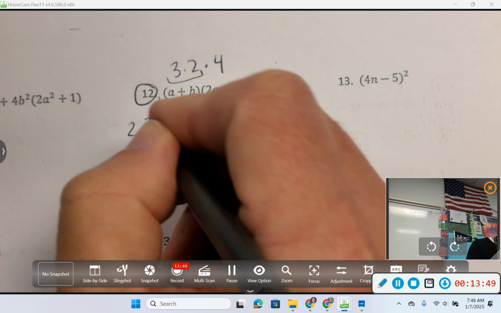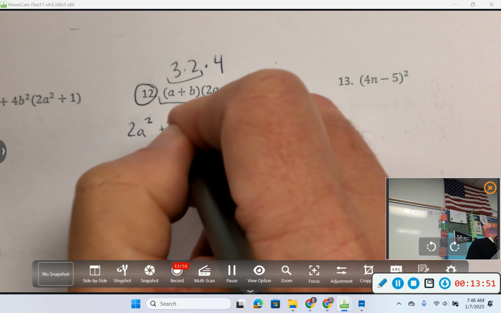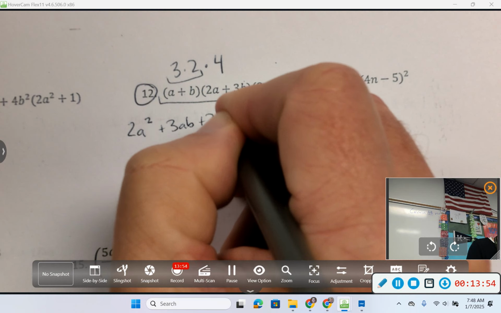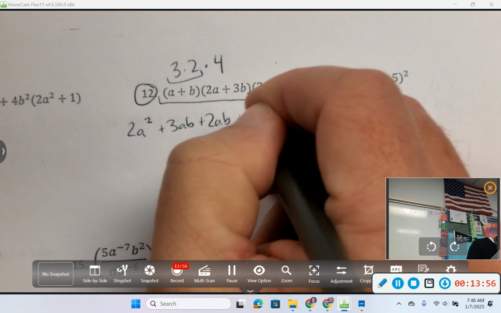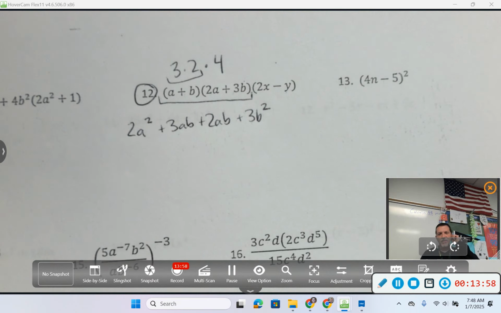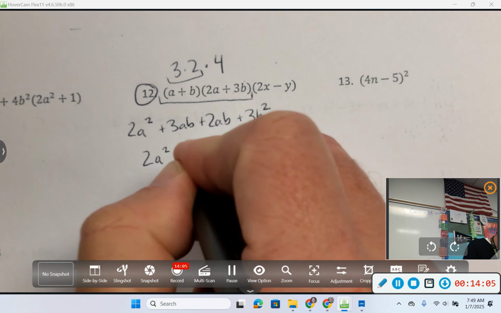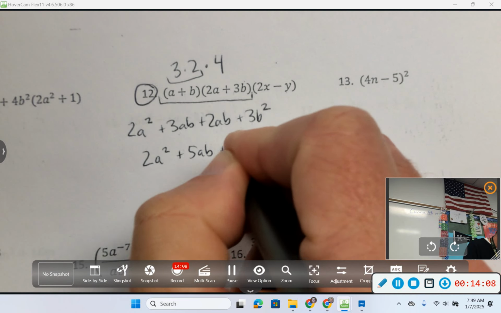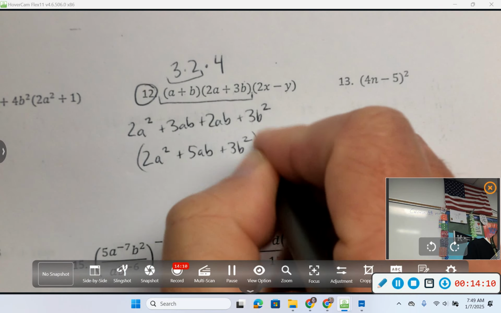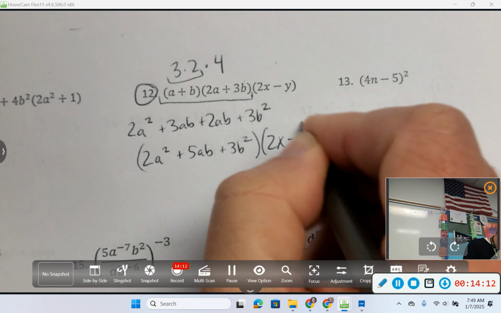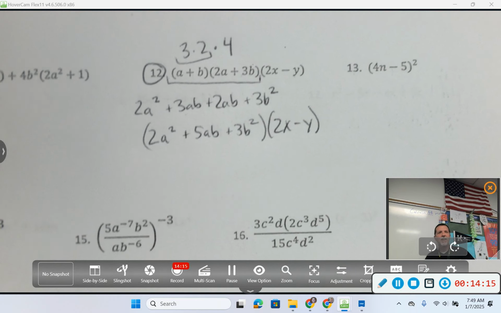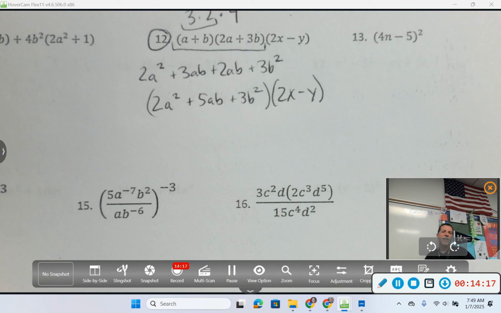So 2a squared plus 3ab plus 2ab plus 3b squared. We're going to have a lot of terms in this when we get done. That can simplify a little bit. 2a squared plus 5ab plus 3b squared, and then times 2x minus y. Lovely. Easier to multiply 2xy. Yeah, that's what I think too.